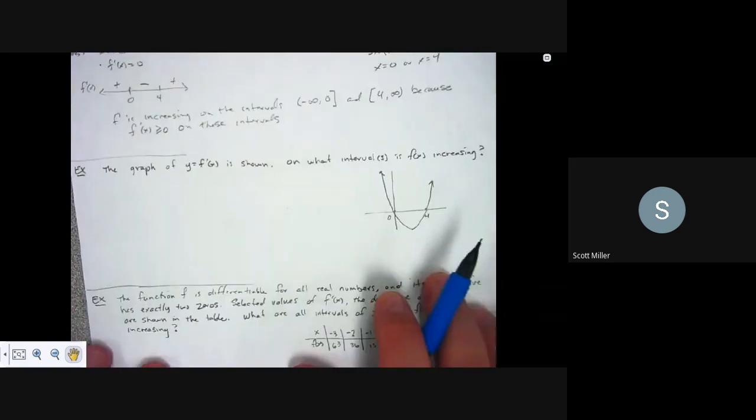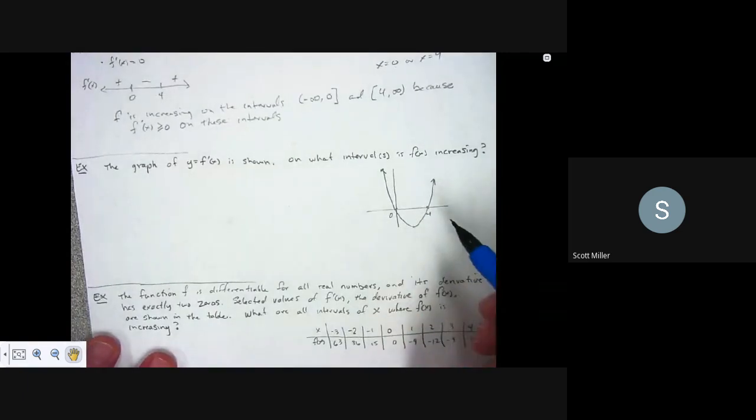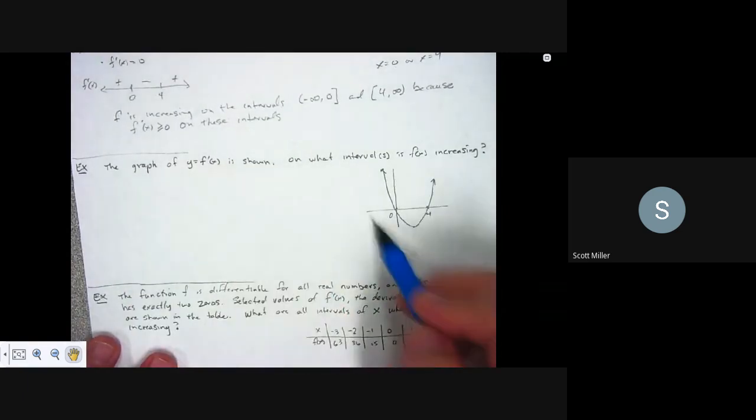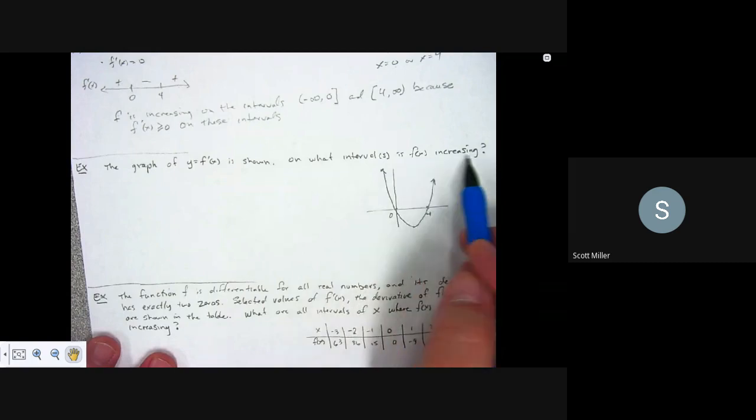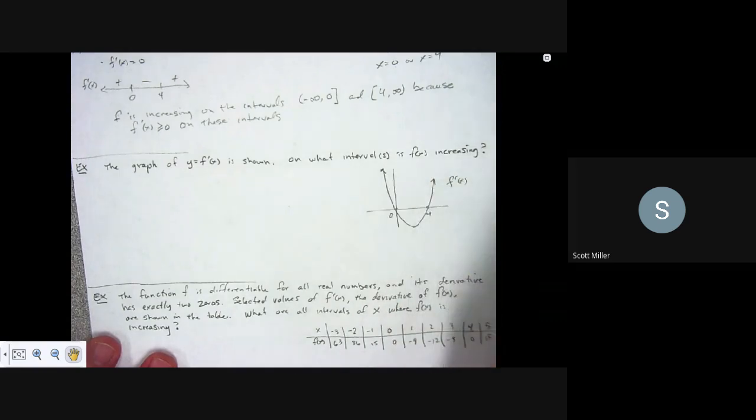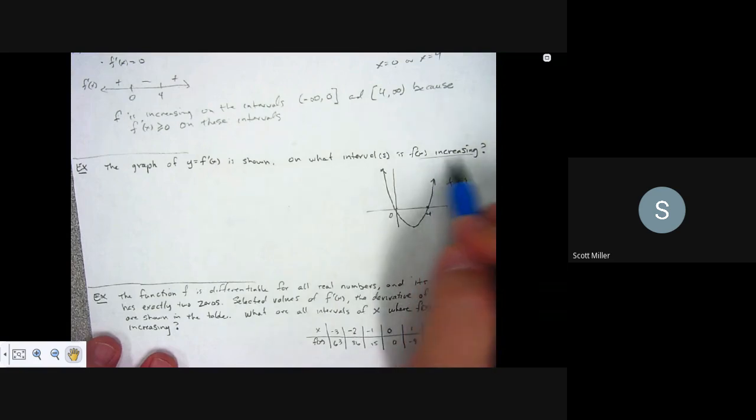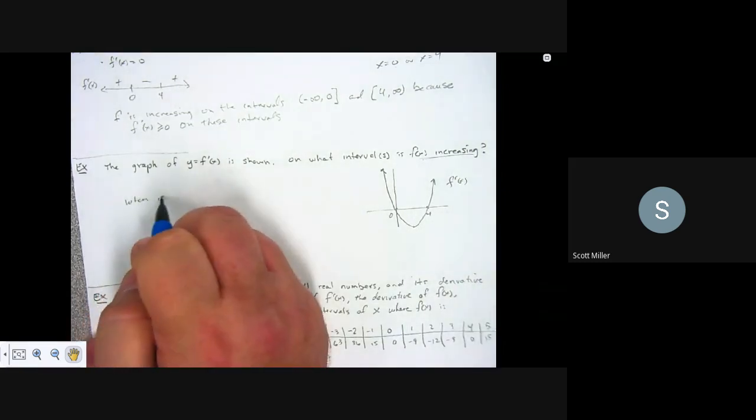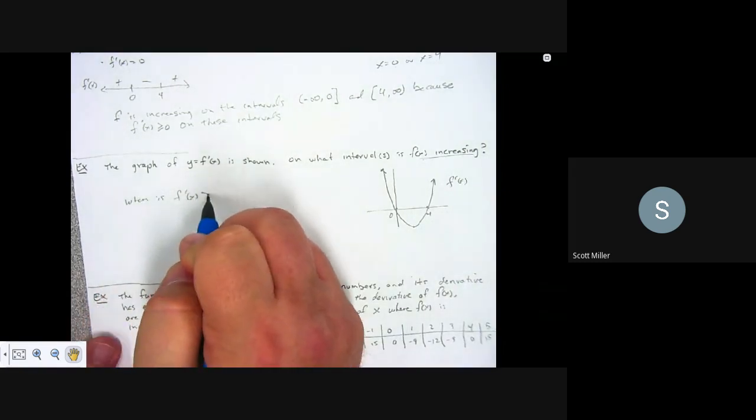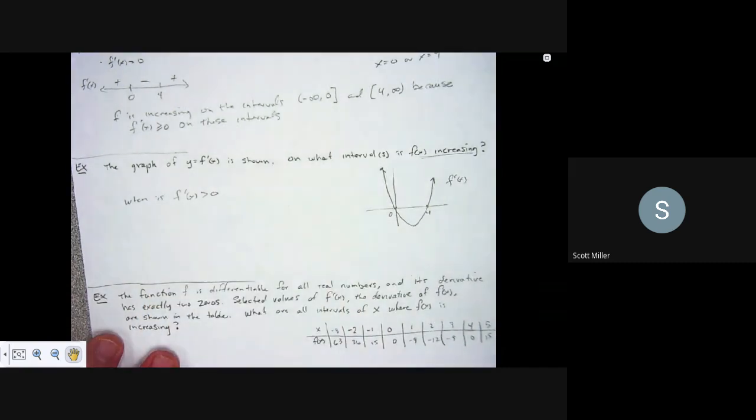Let's look at another example. This is where I give you information as a graph. The graph of the derivative is shown. On what interval or intervals is f of x increasing? Okay, so in a graph situation, this over here is my derivative, f prime of x. Always look at the picture and see what you actually have and what they're asking you. So again, what do I need to know? To show increasing, I need to know when the derivative is positive. When is f prime of x greater than 0? That's what I'm looking for.